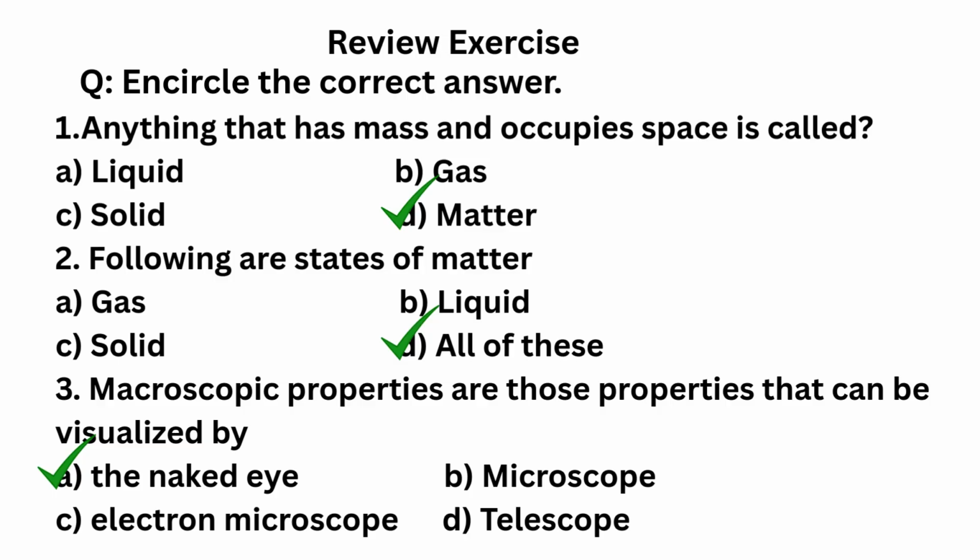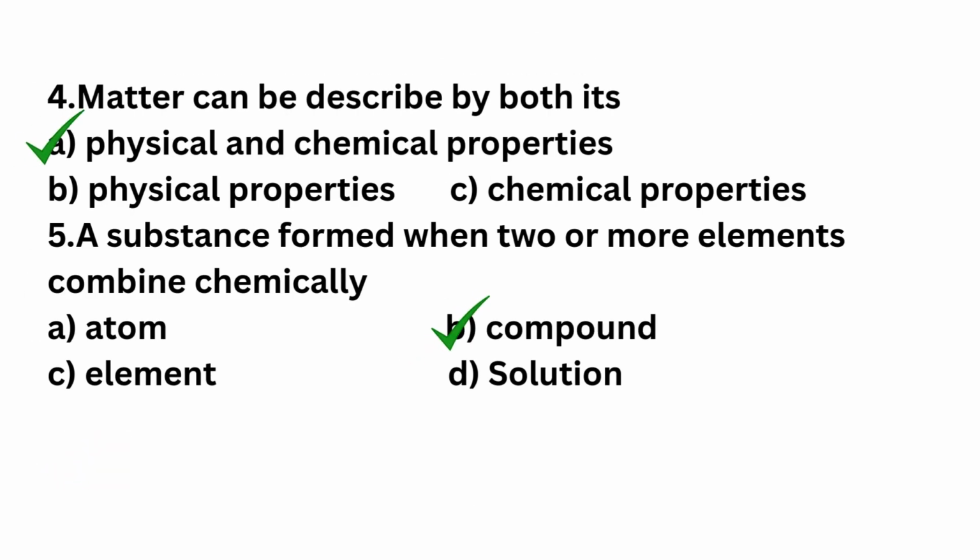Macroscopic properties are those properties that can be visualized by? The correct option is the naked eye. Matter can be described by both its? The correct option is physical and chemical properties. 5. A substance formed when two or more elements combine chemically? The correct option is compound.